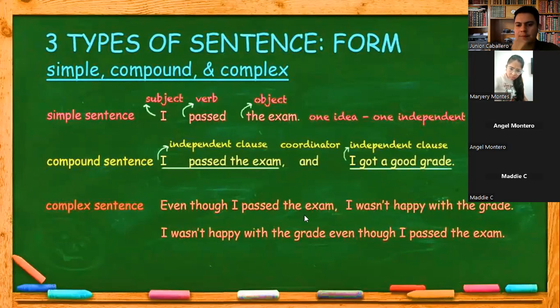¿Cuál será la independiente en esta oración? Which is the independent clause in this sentence? I wasn't happy with the grade. No estaba feliz con la calificación. Eso está completo. That has a subject, that has a correct verb, that has a complete idea. So I don't need anything else to complete it. But if I say, even though I passed the exam, I'm waiting for more information. So that's the difference between a dependent clause and an independent clause.